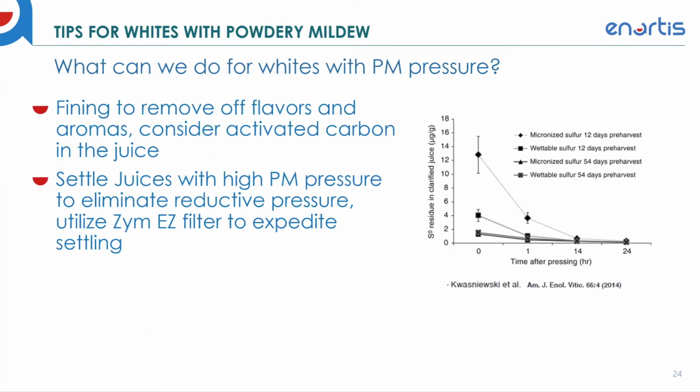So tips for whites with powdery mildew. What can we do for whites with powdery mildew pressure? Fining to remove off odors in the juice can be an effective method. So using something like activated carbon in the juice will help with removing some of those off aromas. You can use things like chitosan as well. If you have a secondary infection from powdery mildew, the chitosan will help deal with any extra issues that are coming with the fruit in terms of microbes.